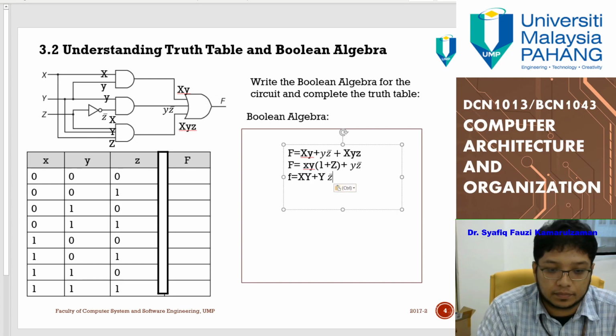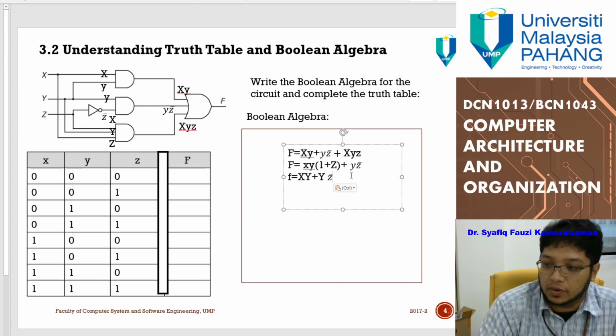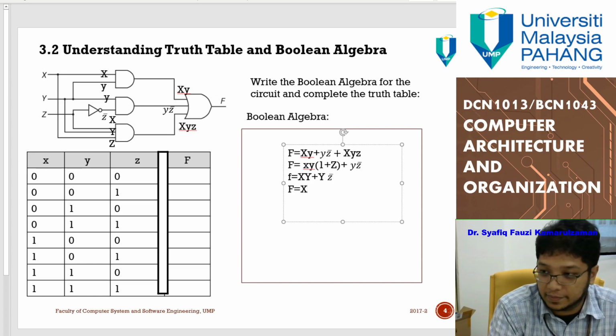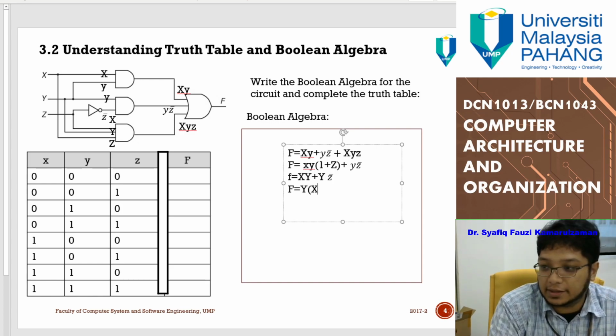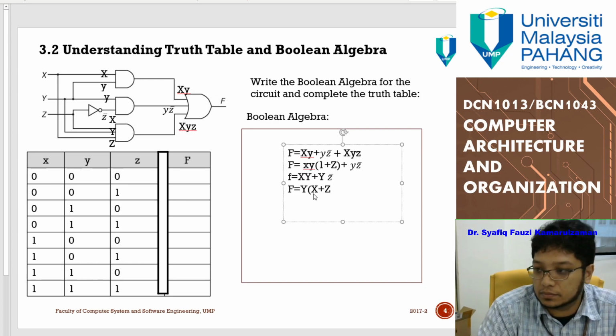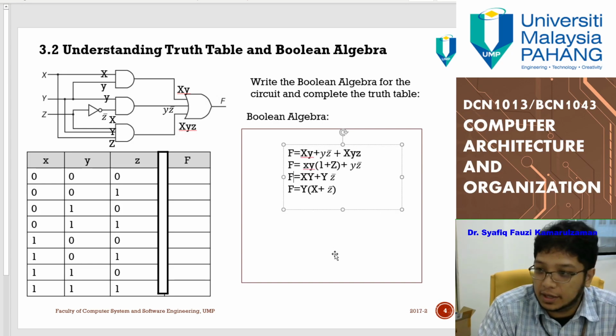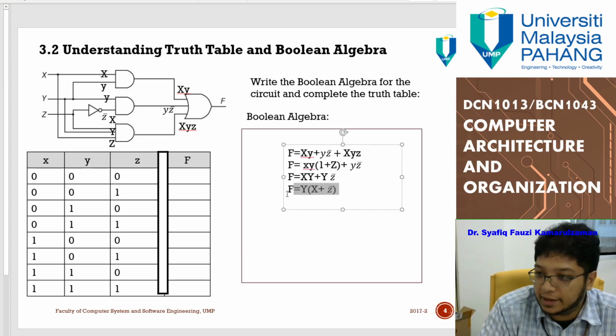So YZ bar. In this case again, you can simplify it even further. Equal Y times X plus Z bar. So the final, most simplified equation that you can get is F equals Y times X plus Z bar. So this one will represent the same circuit as this one.